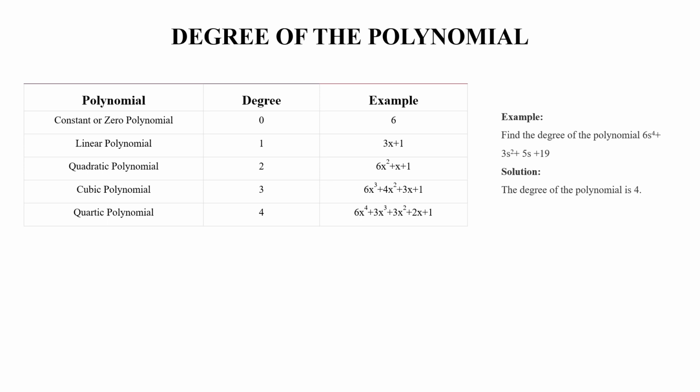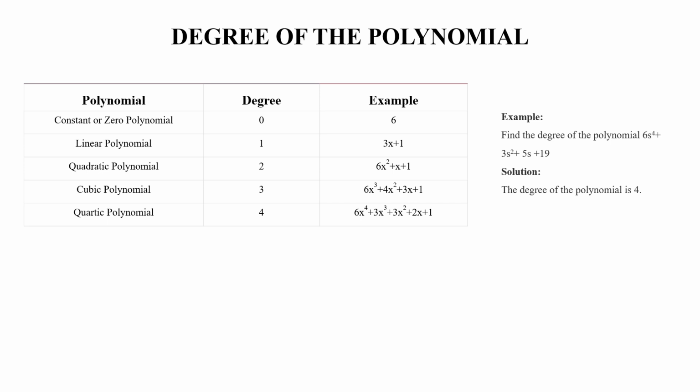So find the degree of the polynomial 6s to the power 4 plus 3s square plus 5x plus 9. Okay, so don't hesitate about the s or x between them. We will talk about this notation. This is a simple notation. So we have the expression 6s to the power 4 plus 3x square plus 5x plus 19. So how to define that?